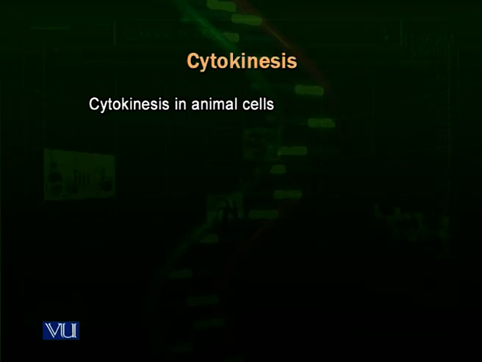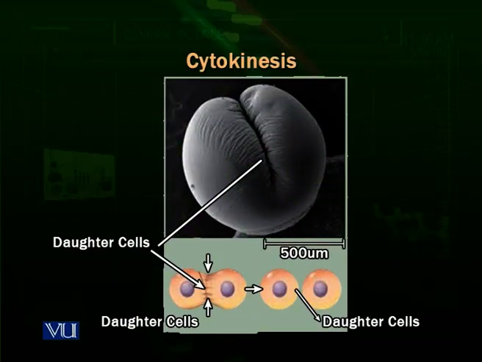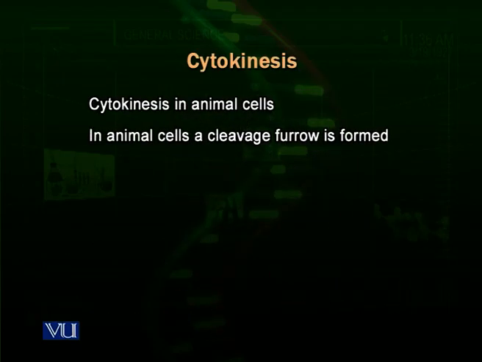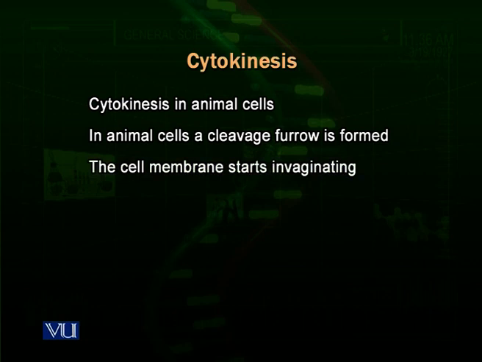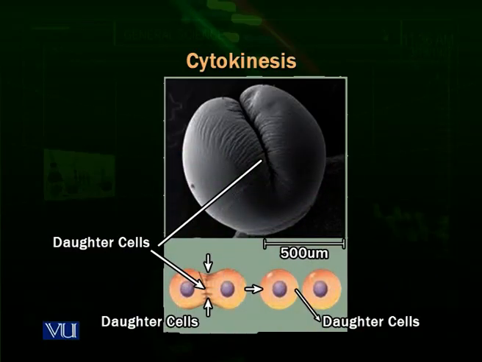Cytokinesis in animal cells is different. As you can see in the picture above, when the nuclear division is complete in the animal cell, a cleavage furrow is formed. We can say an invagination is formed in the center of the cell, and this invagination continues to grow inward. As we know, in plants the cell plate was formed in the center and then moved towards the external sides. But in animal cells, a furrow or an invagination is formed from the exterior, and then it grows towards the interior of the cell, and then it divides the cell into two.